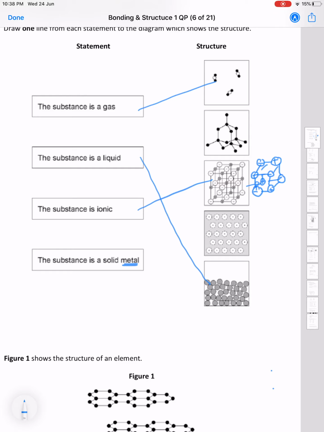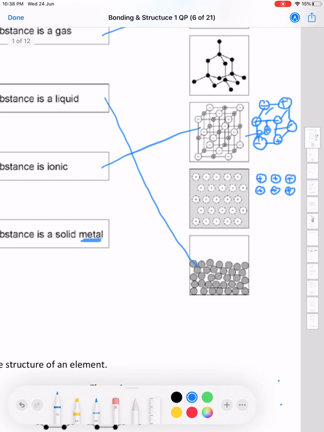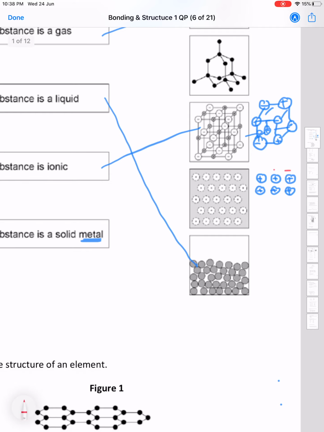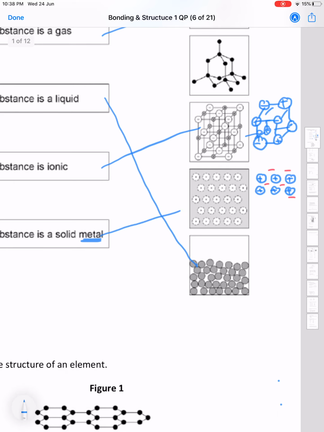Which substance is a solid metal? Since it's a metal, I want to see the metallic bond, and the metallic bond is really the positive ions, the layers of positive ions like that, surrounded by delocalized electrons, see the delocalized electrons. So this is typically the metallic bond, so I'm going to choose that one.